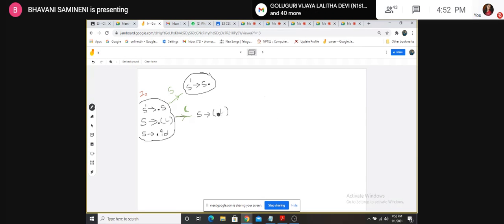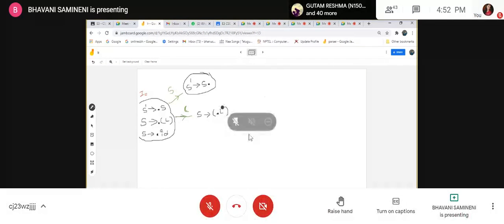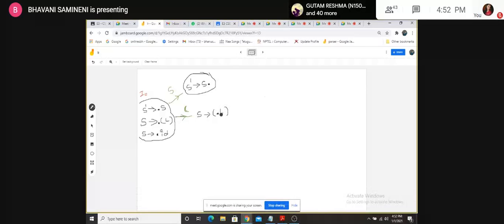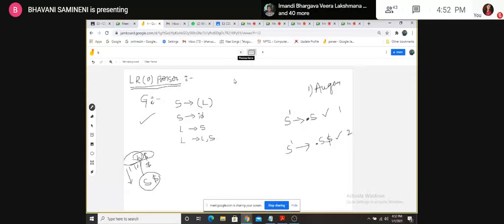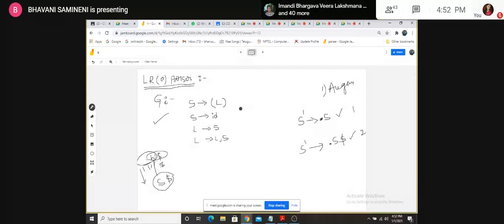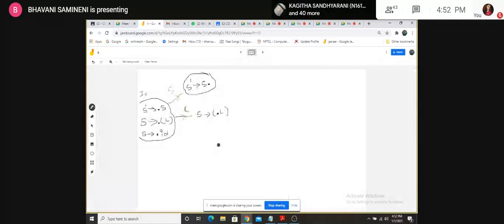And see here, this is the production we got in the closure. In this closure, after the dot, we're having L here. So you have to add the L productions. What are the L productions? These two are the L productions, right? L derives S and L derives L comma S. So now you have to add L derives dot S and L derives dot L comma S. These two are the newly added productions.